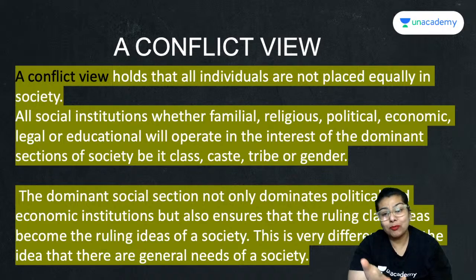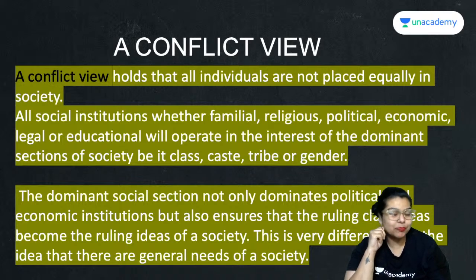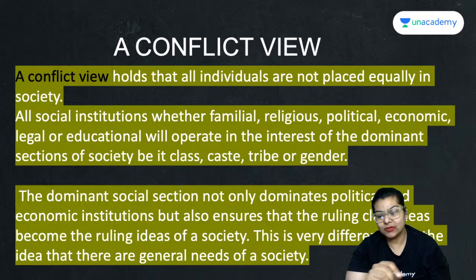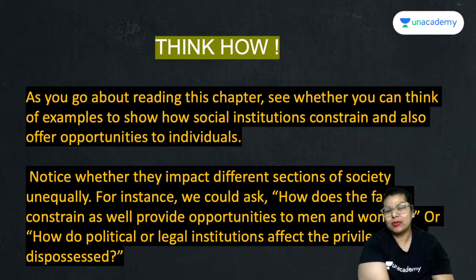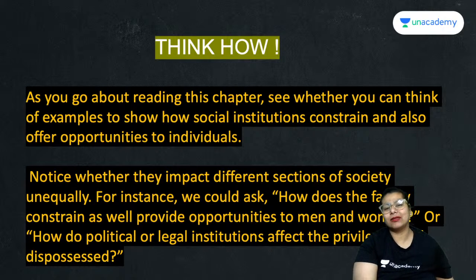This is what the book says. This is what the society says, that these are the dominant sections and these are the dispossessed and the suppressed sections. Please understand the difference between these two, the dominant sections and the dispossessed sections. As we move ahead in this chapter, you have to think about examples of how social institutions constrain and also offer opportunities to individuals. Now notice whether they impact the different sections of societies unequally.